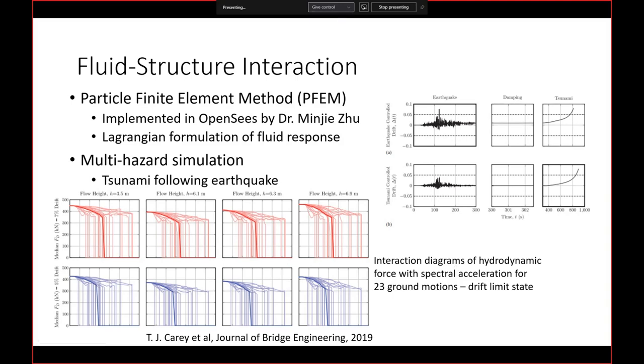This is from a bridge model in this paper with lead author Trevor Carey in the Journal of Bridge Engineering a few years ago, where we did some sequential analyses to develop interaction diagrams of hydrodynamic force with spectral acceleration. You run it over many ground motions and for different flow heights, 3.5 meters, different flow height.